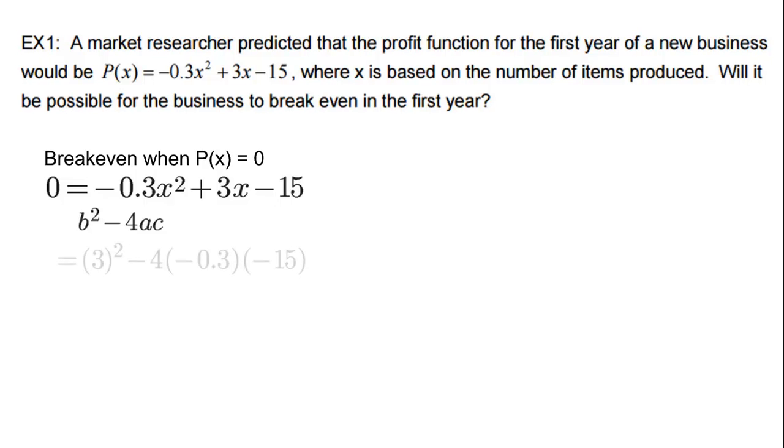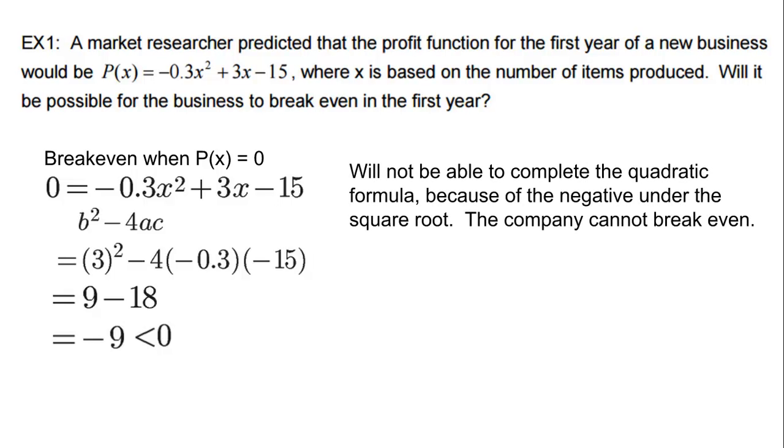So you take the discriminant, sub in what you have: 3 squared minus 4 times negative 0.3 times negative 15. That gives you 9 minus 18. The answer is negative 9, and it doesn't really matter what the answer is, but as soon as you realize you're getting a negative, which is less than 0, that's telling you that you're not going to be able to do it. Because you have a negative under the square root, the company cannot break even. The company is not going to be able to have answers to this question.